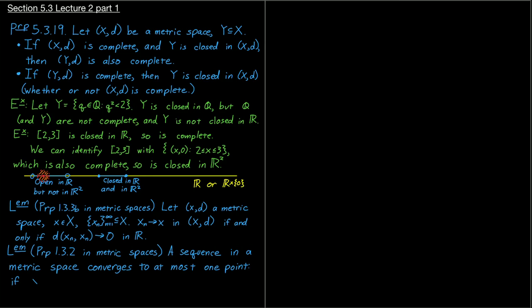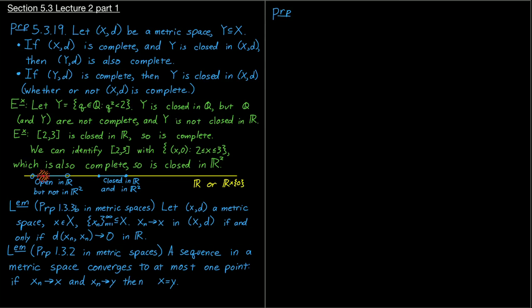That means that if xn is converging to x and xn is converging to y, then x equals y. And you prove it essentially by showing the distance from x to y is 0 and invoking your axioms in metric spaces. Next, I want to say one more thing about these things I've been calling balls and closed balls, or open balls and closed balls.